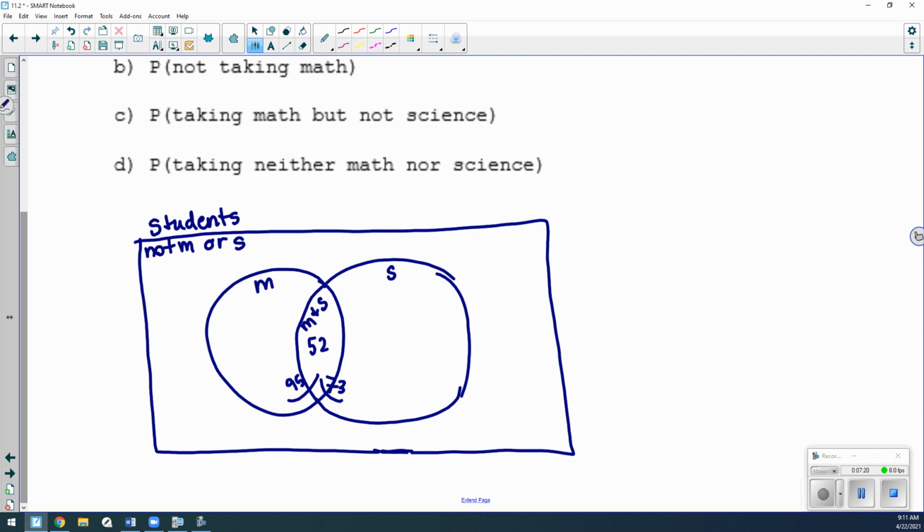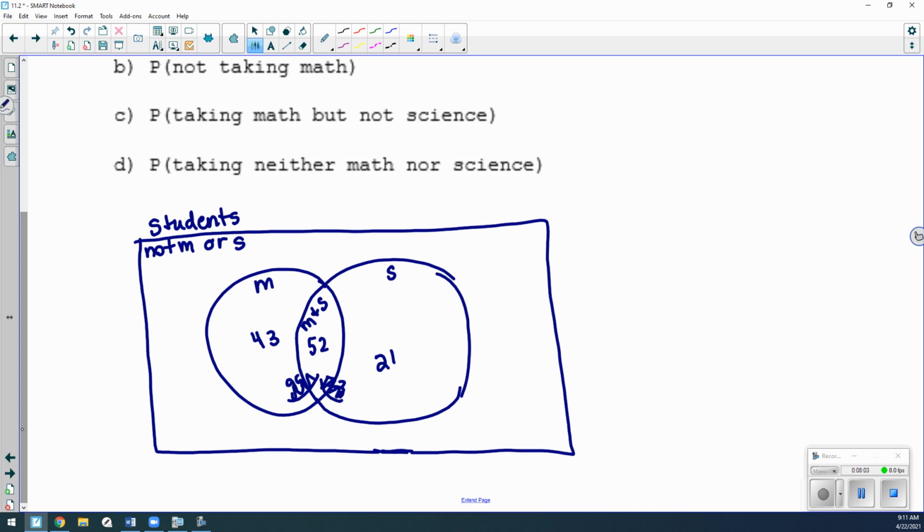Now what I'm going to do next is subtract 73 minus 52, and that gives me 21. So this difference is the number of students that are only taking science. Okay, now I'm going to erase that because I don't need that number anymore. Then the next thing I'm going to do is subtract 95 minus 52, and that gives me 43. So what that means is that 43 students are taking only math. And then I don't need this business anymore because I kind of dealt with that.